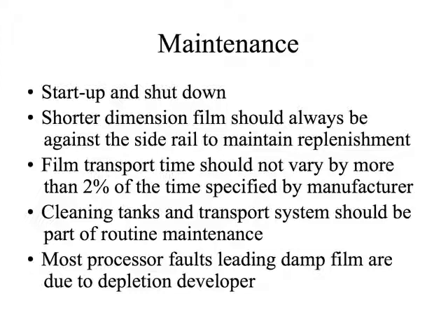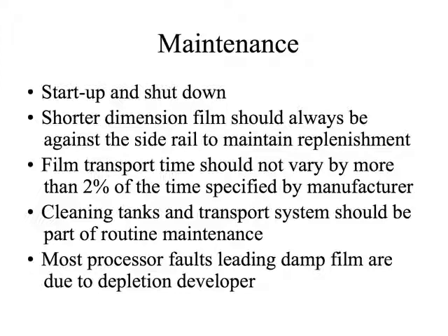Film transport time through the processor shouldn't vary more than 2% from the time specified by the manufacturer. Why would that be? Why would we not want the film to be taking a longer time to process than what the manufacturer said? Because it might get overdeveloped or underdeveloped. So it's important for us to be aware of what that transport time is.